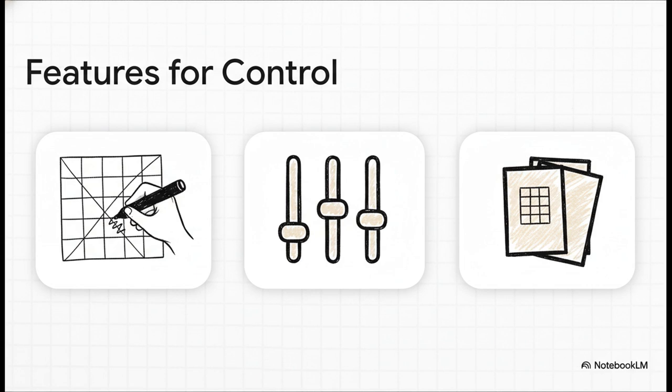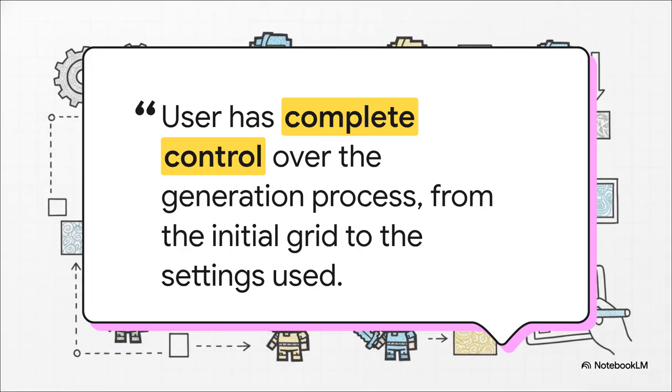You can build your very own generation grids from scratch, setting up the exact rules you want. You can play with all the different output settings to really fine-tune the results. Or if you just want to jump in and go, there's a whole library of pre-built grids you can use right away or just tweak to fit what you're doing. Look, you don't even have to take my word for it. The developers themselves said it perfectly. The user has complete control over all the generation process. That really gets to the core of what this tool is. It's not here to replace your vision, it's here to amplify it.